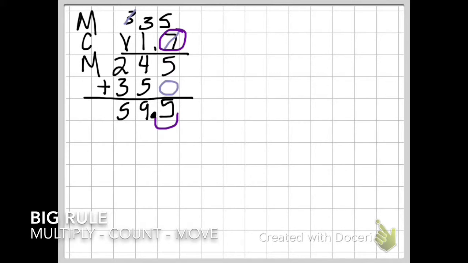Let's do another one. Same kind of problem here. Let's look at, we'll say, 5 8/10 times 26. Again, multiply, count, then move. So I multiply first. 6 times 8 is 48. Carry my 4. 6 times 5 is 30, plus 4 more is 34. Okay, I'm done multiplying by the 6. Now it's time for me to multiply by the 2.